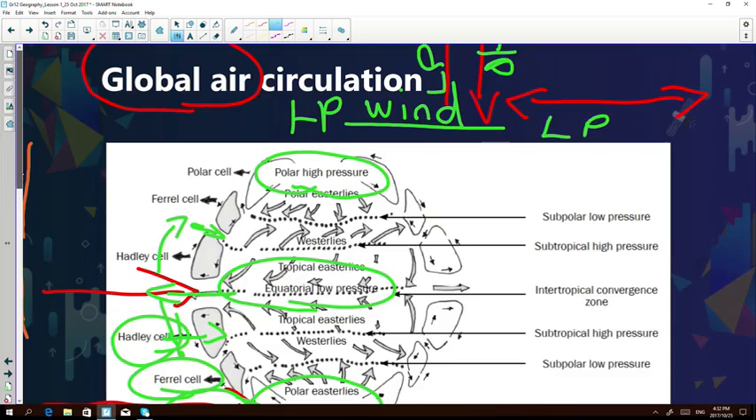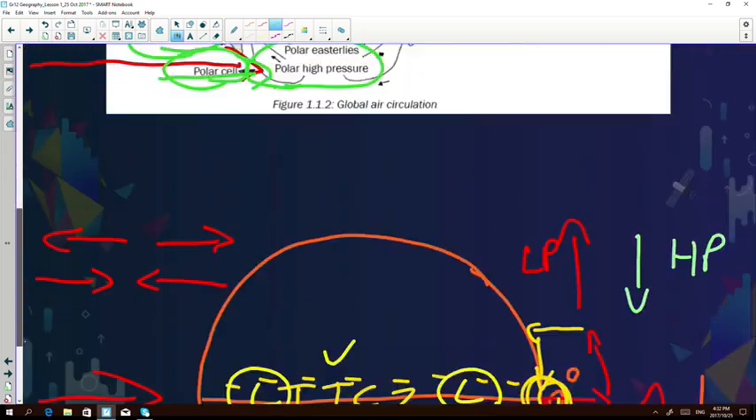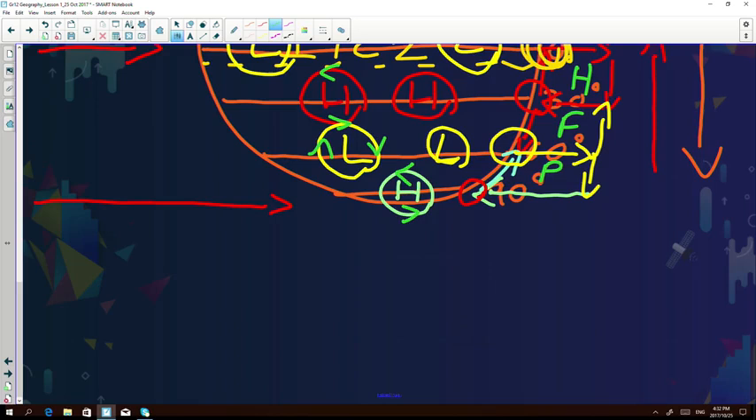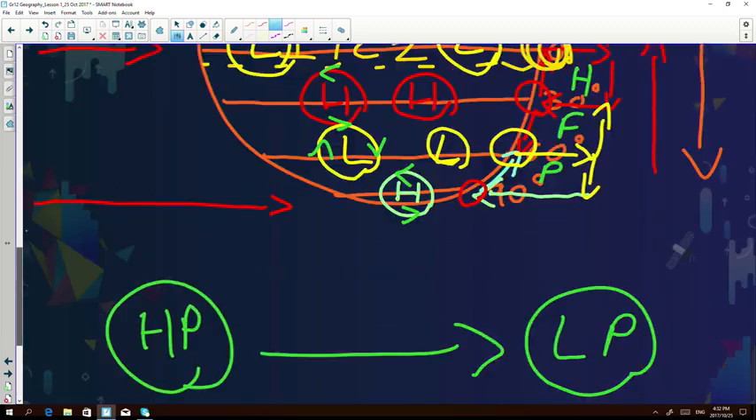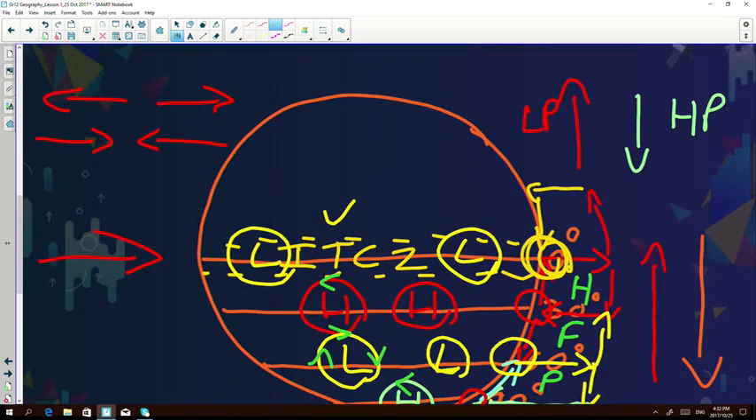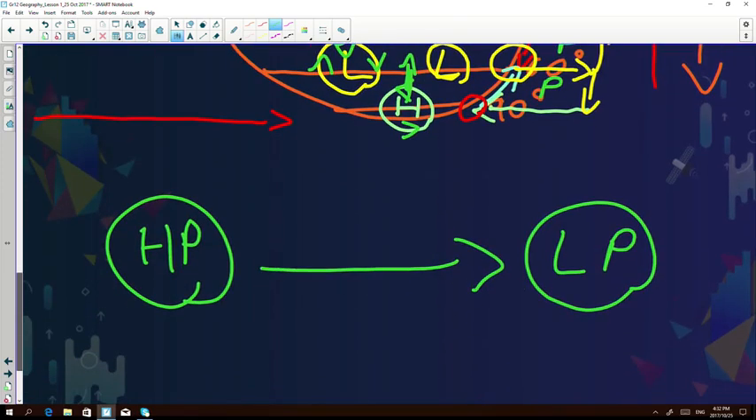Now, the next thing I want to explain to you, we've looked at the vertical circulation of air, vertical movement of air. Now let's just quickly look at the horizontal movement of air. Now very importantly, I've explained to you that air moves from a high pressure to a low pressure. So in theory, air moves from there in a straight line to there, in a straight line to there, from the high pressure to low pressure. But unfortunately, it doesn't.